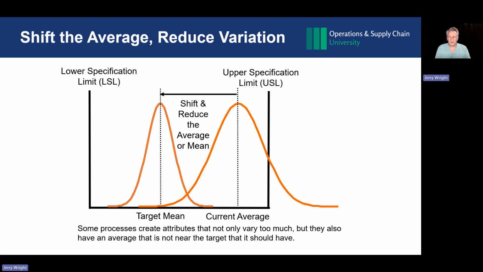Now, one of the things we often want to do is we want to shift the average and then reduce variation. Maybe I'm much closer to the upper spec limit, as you can see here, and I need to kind of move it over. I need to tighten it up and move it closer to the target mean or the target average. So this is a common thing you'll see.